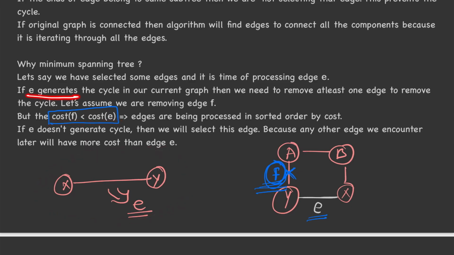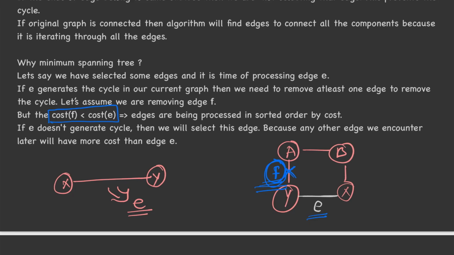So if E is generating the cycle, we will never take it, no matter what. Why? Because we are processing the edges in ascending order. Taking this particular edge will create a cycle, so we have to remove an edge to get rid of this cycle. Which edge should we remove? We should remove the edge which has the highest cost. And our edge E will have the highest cost. Why? Because all the other edges are already processed, and we are processing all the edges in ascending order. This makes sense, right? So if edge E generates the cycle, we will never take it.